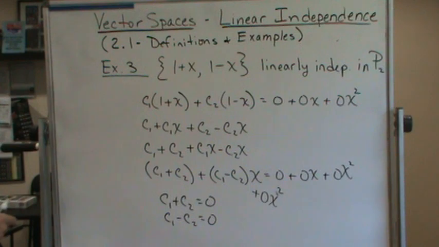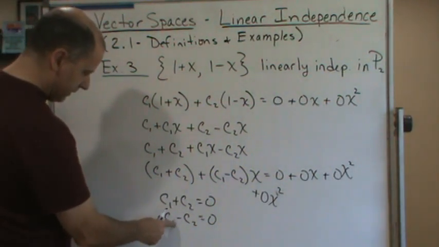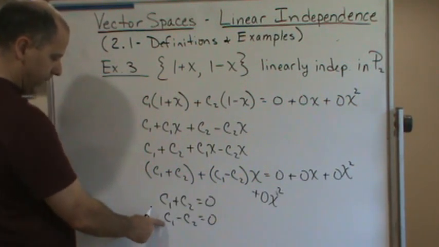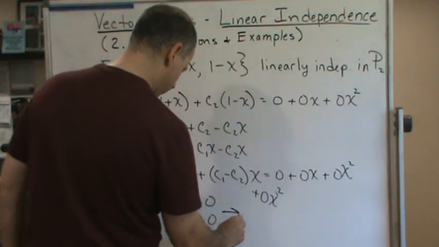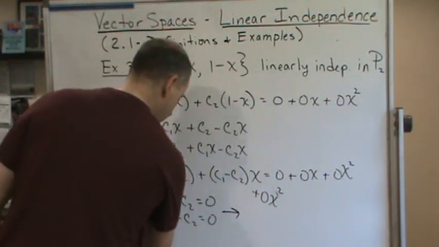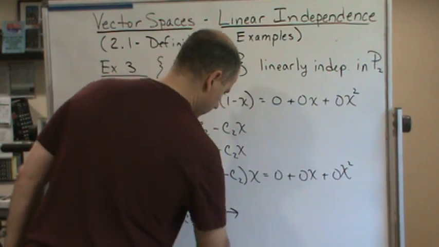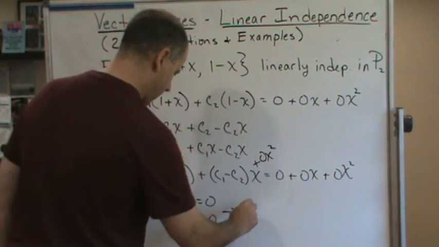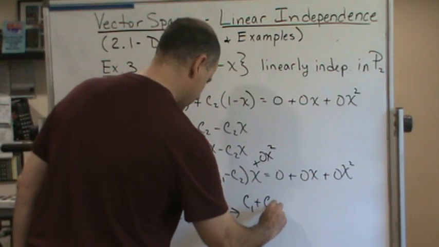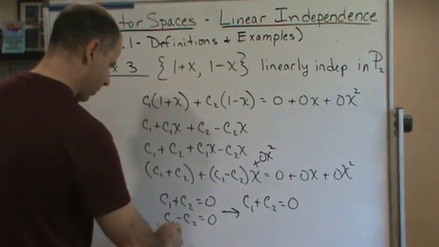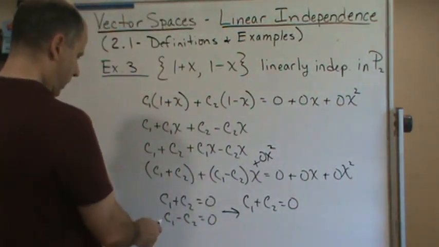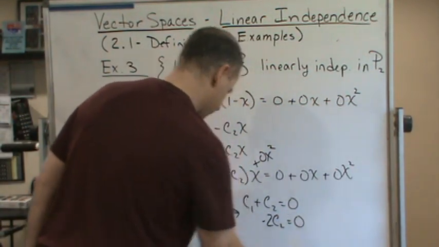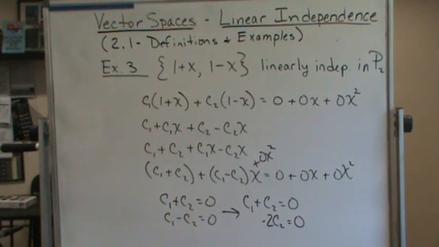Now what we're going to do is we're going to eliminate the C1 here, right? So we're going to take negative row 1, add to row 2, right? So if we do that, let me erase this for a moment. So we go here, we're going to get C1 plus C2 equals 0. And then what do we end up at the bottom? We're going to get negative 2C2 equals 0. And look at that.